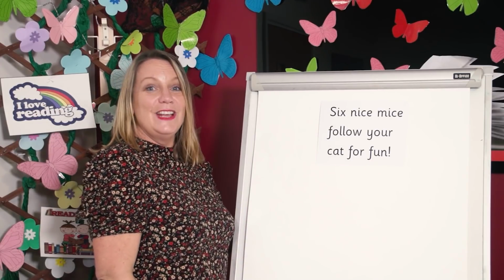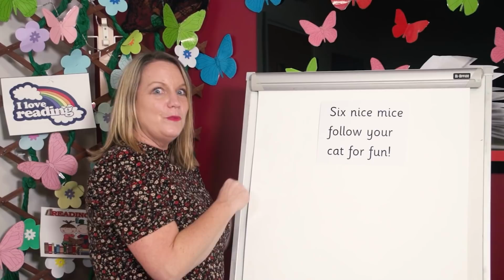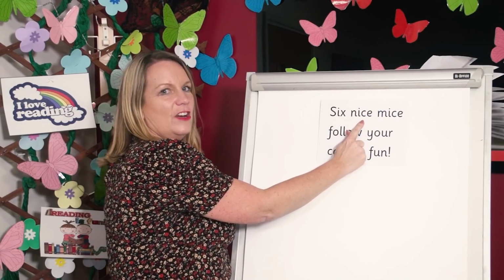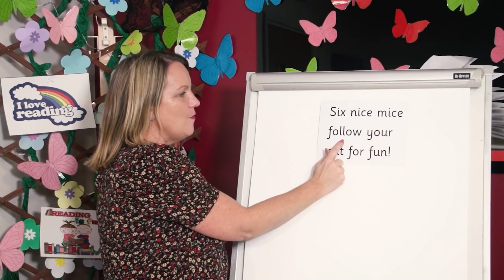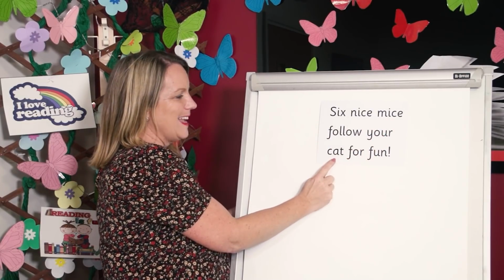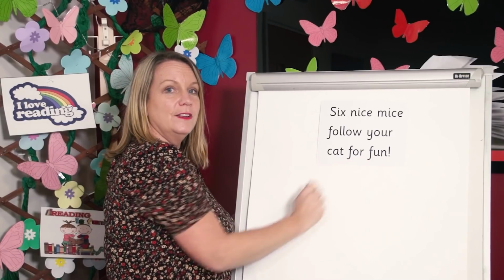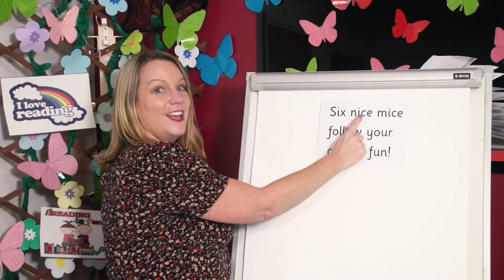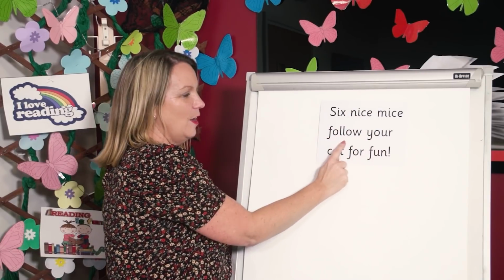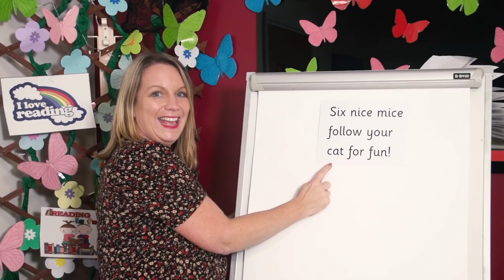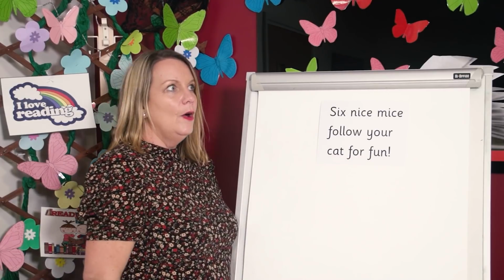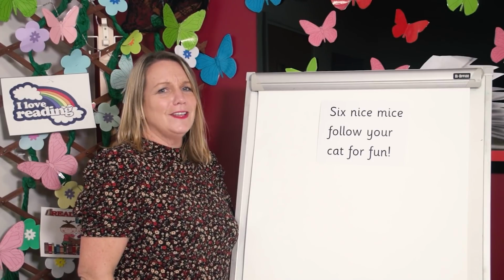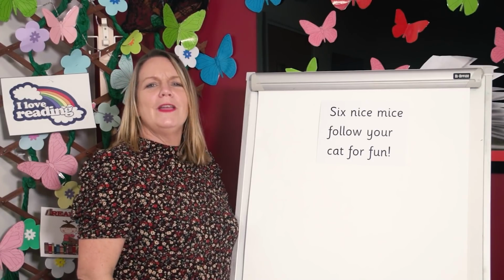Fabulous reading. Now let's read the sentence together. Read with me as I point to the words. Six nice mice follow your cat for fun. Let's read the sentence one more time. Six nice mice follow your cat for fun. Wow, those are very brave mice, aren't they? Well done, children. Your reading has been quite brilliant.